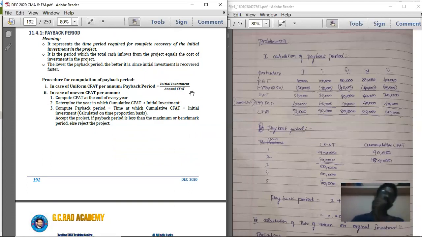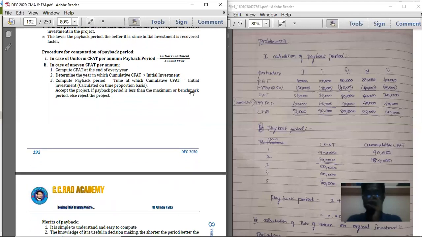So 5,000 into 12 is 60,000. So every year you are going to get 60,000. The total amount is 1 lakh, divided by 60,000, which is your every year return. So you are getting 1.66. So your payback period is 1.66 years. So that is called payback period.